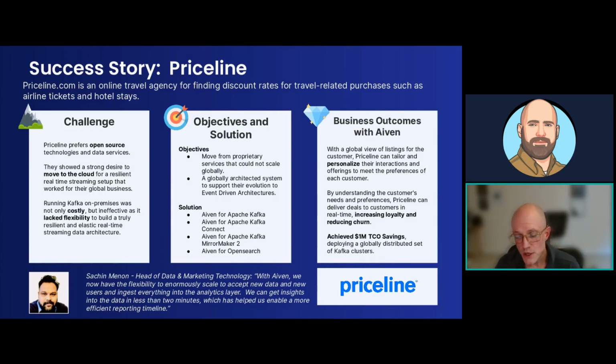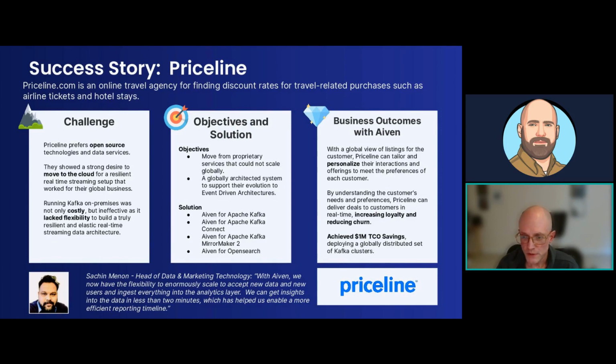So Priceline chose Ivan for Kafka, Kafka Connect, Mirror Maker, and OpenSearch to support their evolution towards an event-driven architecture. Now, with a globally distributed view of pricing and listings worldwide, what does this mean? Well, it means that Priceline has the capability to personalize interactions to meet customer preferences, for instance. They were able to deliver deals to customers in real time. This is probably the most important one, right? Regardless of their origin. And what does this do? This retains customers for the long term, right? By moving to Ivan for Apache Kafka, Priceline realized $1 million in total cost of ownership savings.